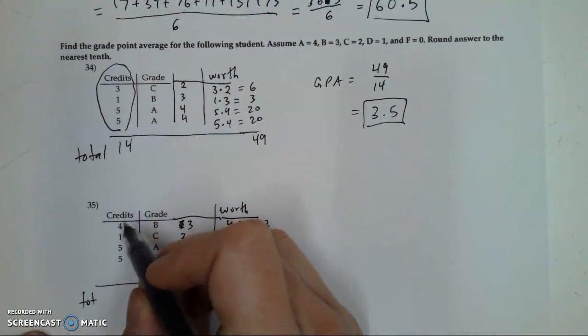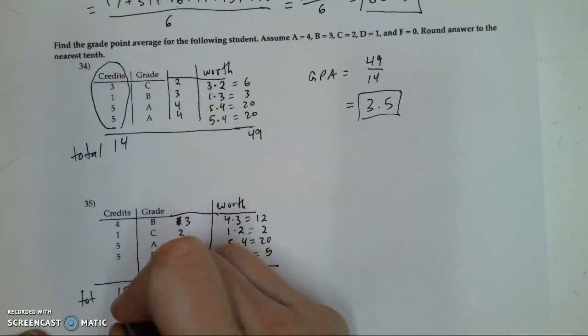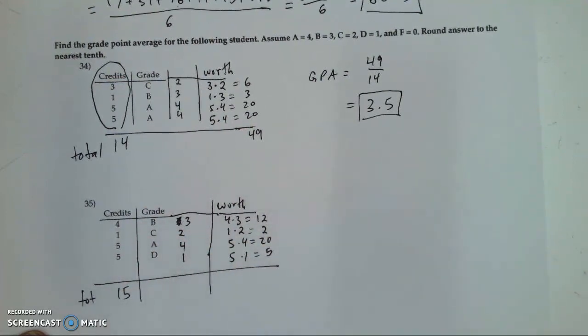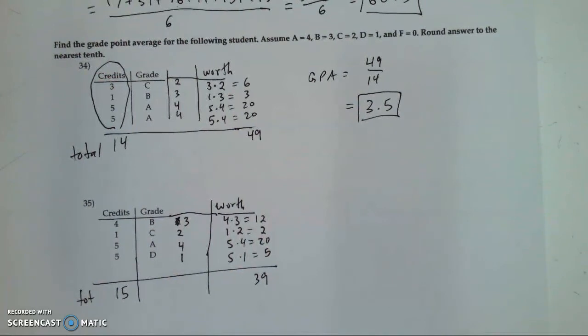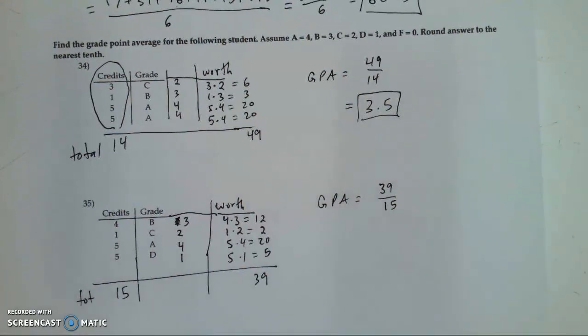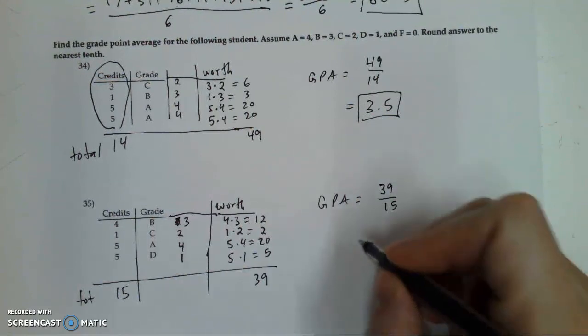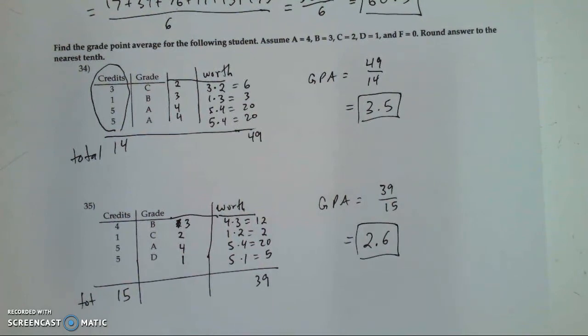And then I need to total. So again, I need to know the total number of credits. So 4 plus 1 plus 5 plus 5 is 15. And then if I take 12 plus 2 plus 20 plus 5, I get 39. So to find my GPA, let's take the 39 on top and the 15 on the bottom. And I typed that in correctly on my calculator. I get out 2.6. So that is mean. And again, this is one application of mean, which is finding a grade point average.